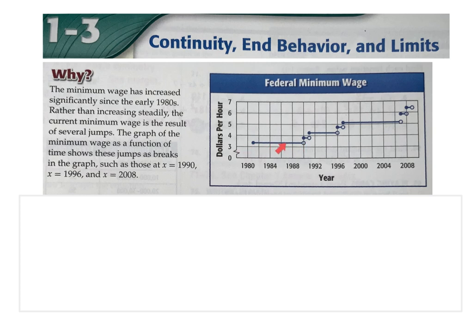What was it, like $3.25? It looks like here. All right, and then it jumped to $3.75, and then it jumped to $4.25, and it stayed there for a period of time, and then it jumped to $4.75, and it stayed there for a period. And so with minimum wage, and I think now it's $7.25, somewhere up here now. So with minimum wage, it jumps.